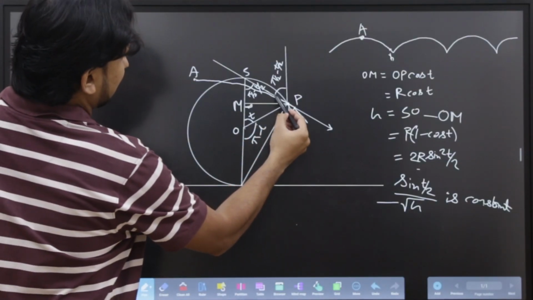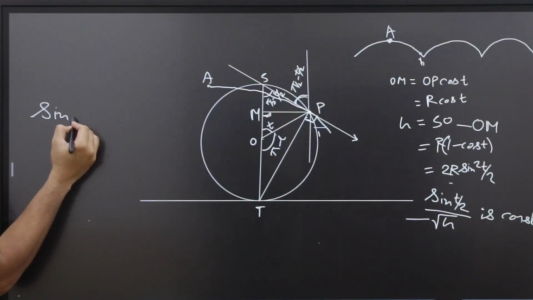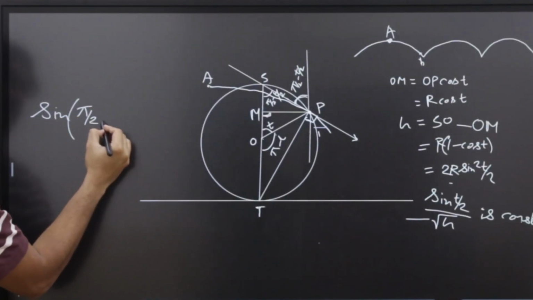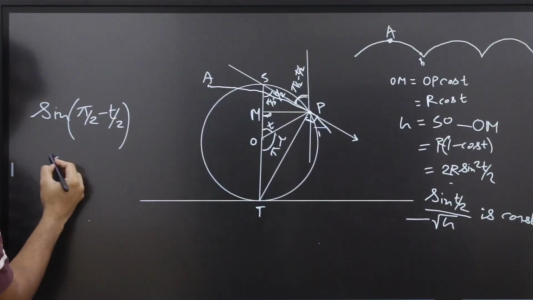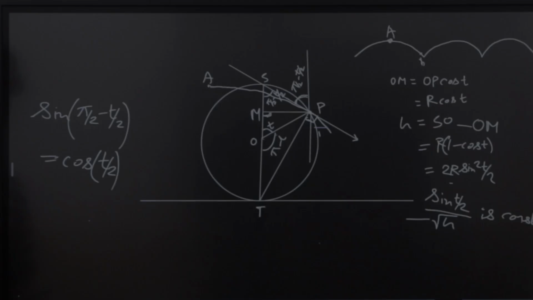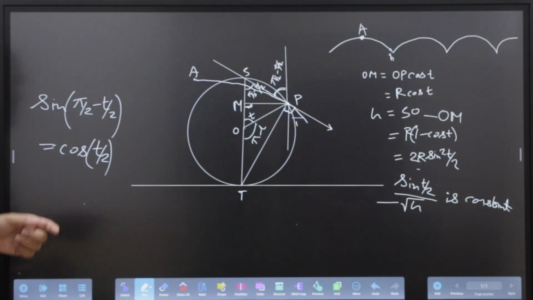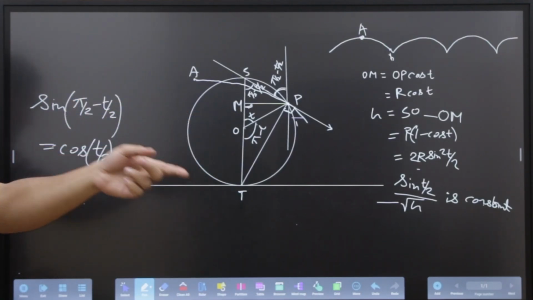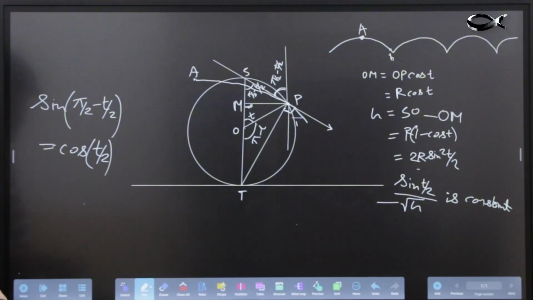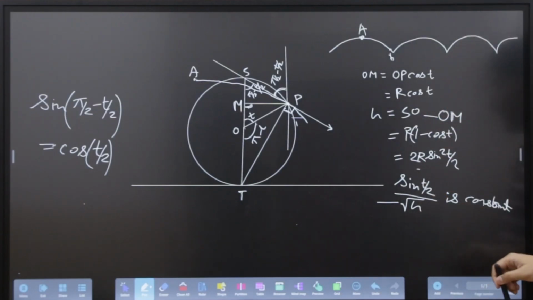And the sine of this angle here, sine of pi by 2 minus T by 2, is cos T by 2. Therefore, we have proven that sine of this angle divided by root h is a constant. So the cycloid is a curve that satisfies this condition. So the cycloid is at least one solution to this Brachistochrone problem.